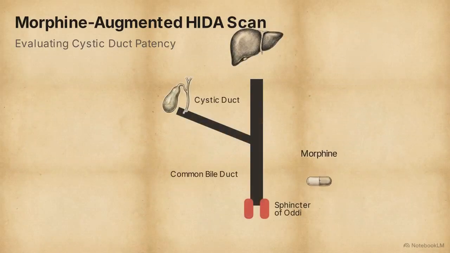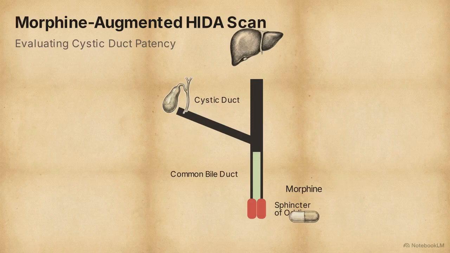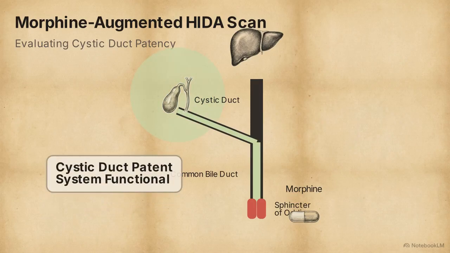Morphine forces the sphincter of Oddi to contract. This intentionally builds back pressure in the common bile duct. If the cystic duct is patent, that pressure will force the tracer up into the gallbladder, proving the system works.